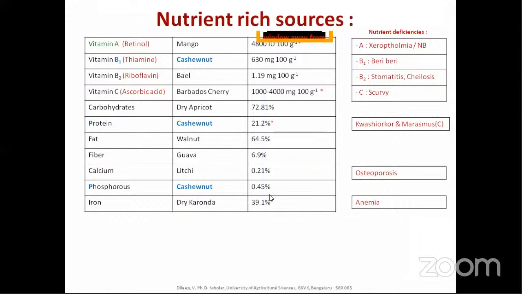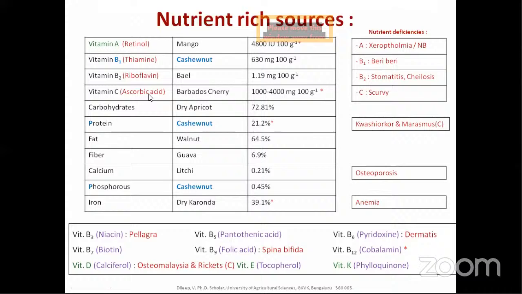So please, I'm again telling you, at least for some of the things, like dry coriander 39.1%, and the richest source of vitamin C, that is Barbados cherry, you should memorize the numericals also. Apart from all these things, you should also know the other names of vitamins. That is vitamin B complex. We have several vitamins, B1, B3 I mentioned here, and vitamin B3 is called niacin. Similarly, B5, B6, B7, B9, and also B12.